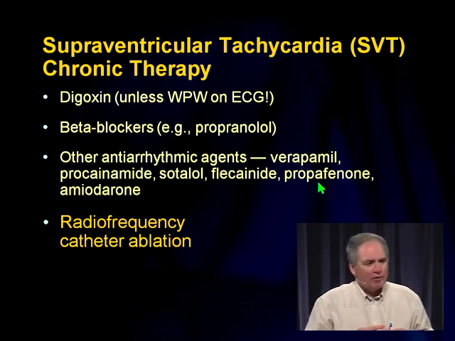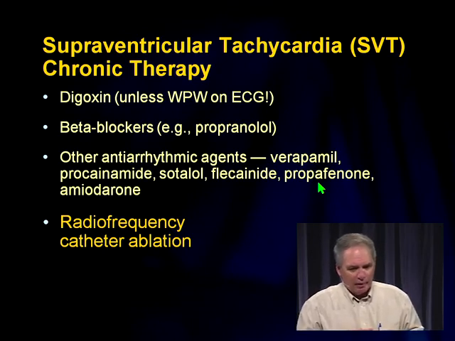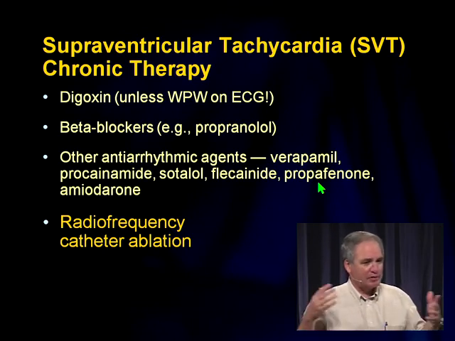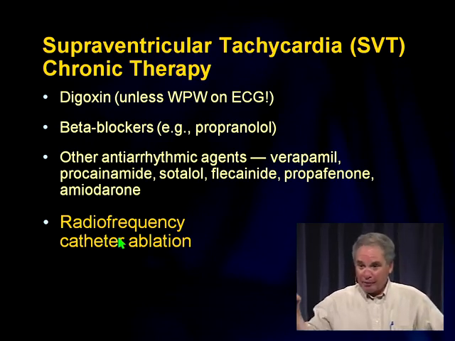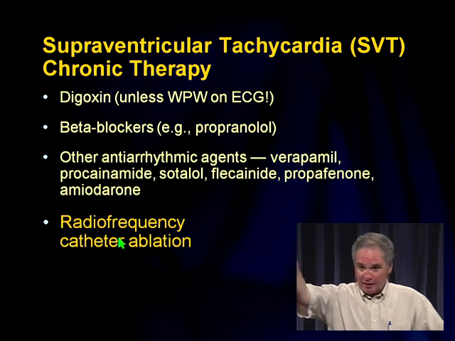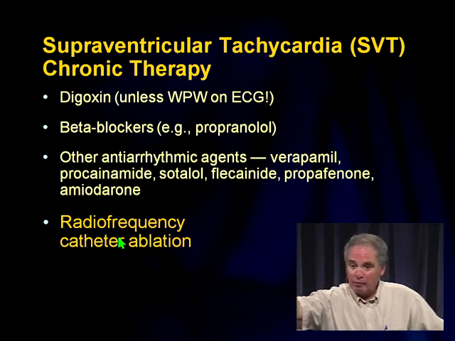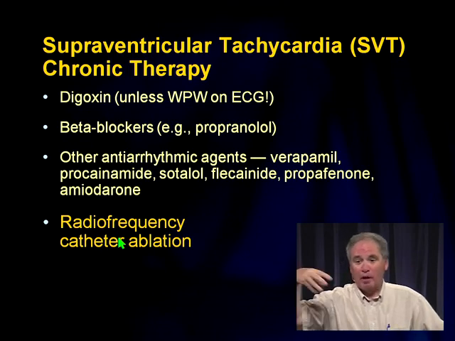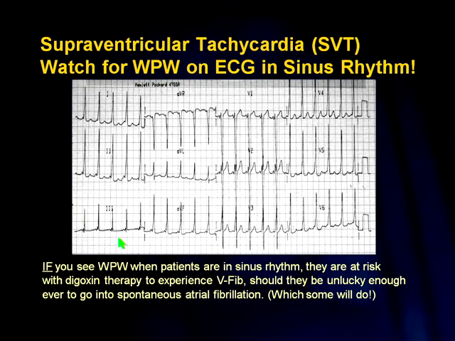And then, for the child who's older when they present with tachycardia, or is not tolerating medications, we can do a catheter procedure where we go up into the heart with a catheter, find out where this rhythm substrate is, and either burn it away with radiofrequency energy or cryoablate with a cold freezing burn somewhere in the heart. So this is chronic treatment of supraventricular tachycardia.